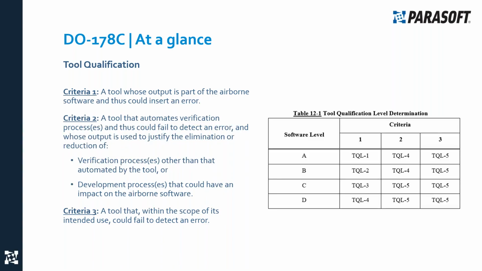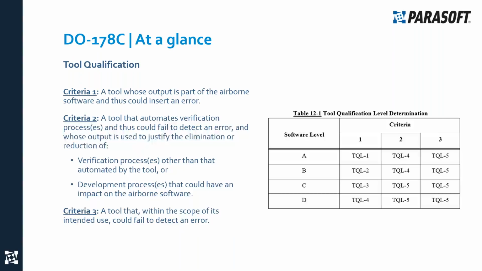You can see the criteria listed on this slide and the table that maps the qualification level to the software level based on the criteria. TQL1 is the most rigorous level, and TQL5 is the least rigorous level. As the potential impact of the tool on the software lifecycle process increases, the TQL rigor increases due to the potential impact on the system safety.